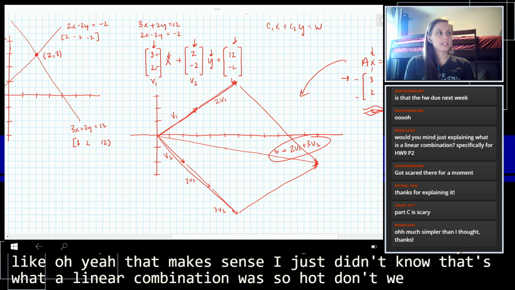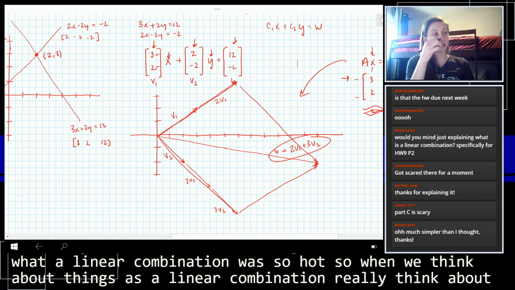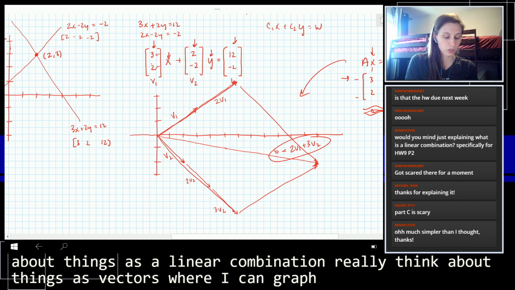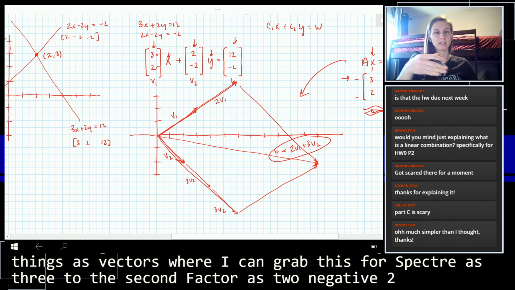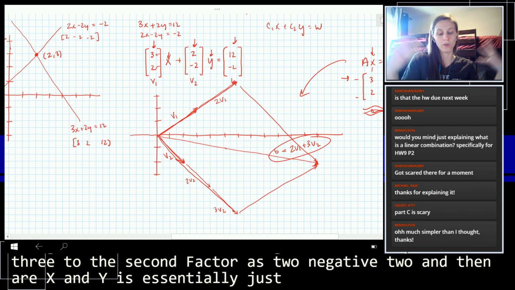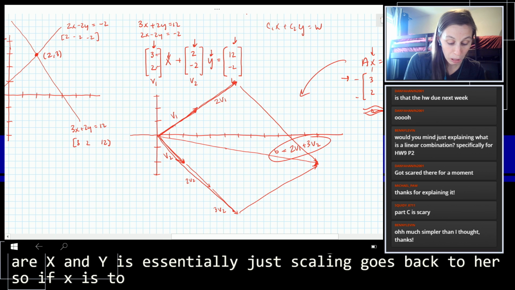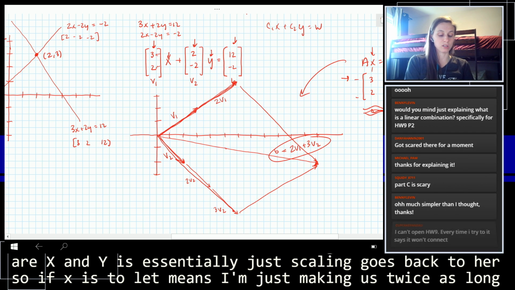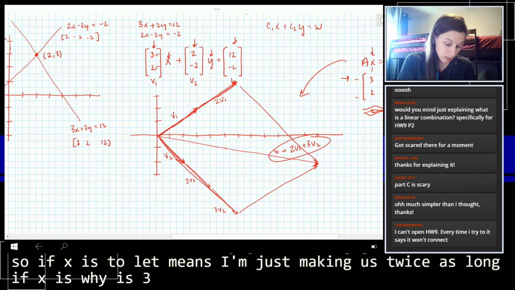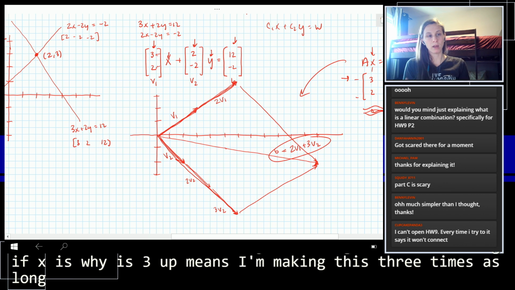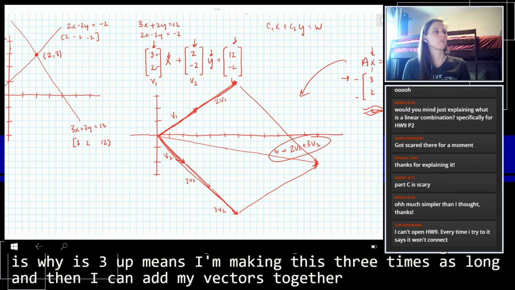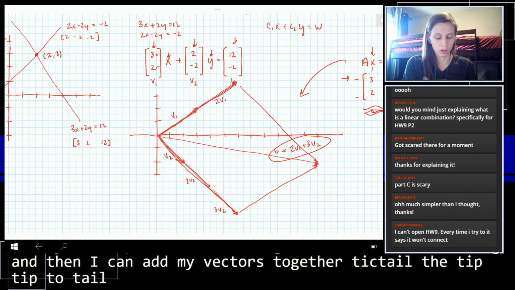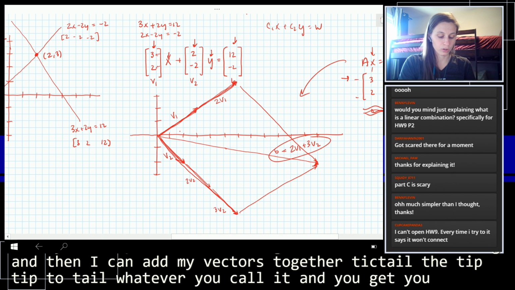So when we think about things as a linear combination, we're really thinking about things as vectors, where I can graph this first vector as 3, 2, this second vector as 2, negative 2, and then our x and y is essentially just scaling those vectors. So if x is 2, that means I'm just making this twice as long. If y is 3, that means I'm making this 3 times as long. And then I can add my vectors together, tail to tip, tip to tail, whatever you call it. And you get your b vector. So here's my b vector.